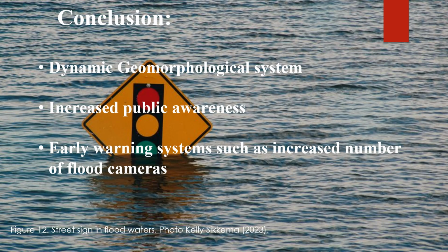In summary, the Barron River Delta is a dynamic geomorphological system with a critical riparian zone, that is influenced by flooding and coastal processes. Understanding these factors helps us to manage and mitigate their impacts effectively. Implementing strategies such as increasing public and civil awareness of the flood risks and the adoption of early warning systems, such as installing flood cameras, will assist in the mitigation of what are inevitable flooding events.